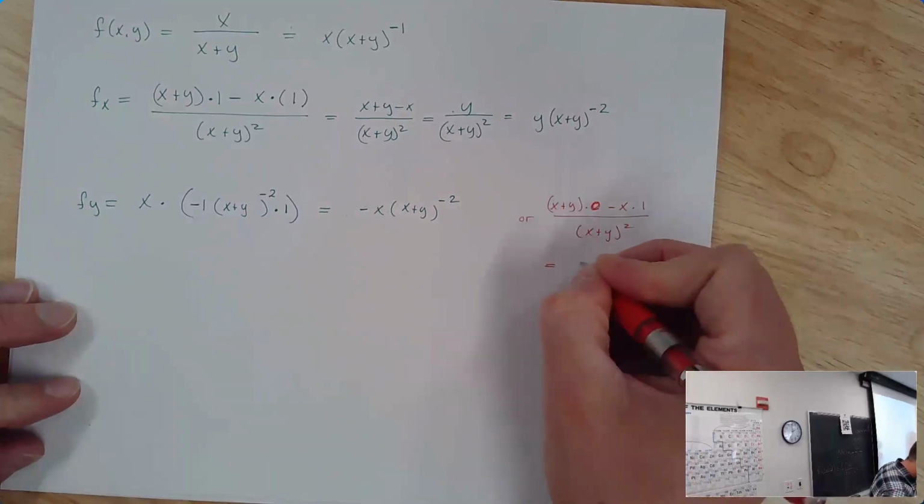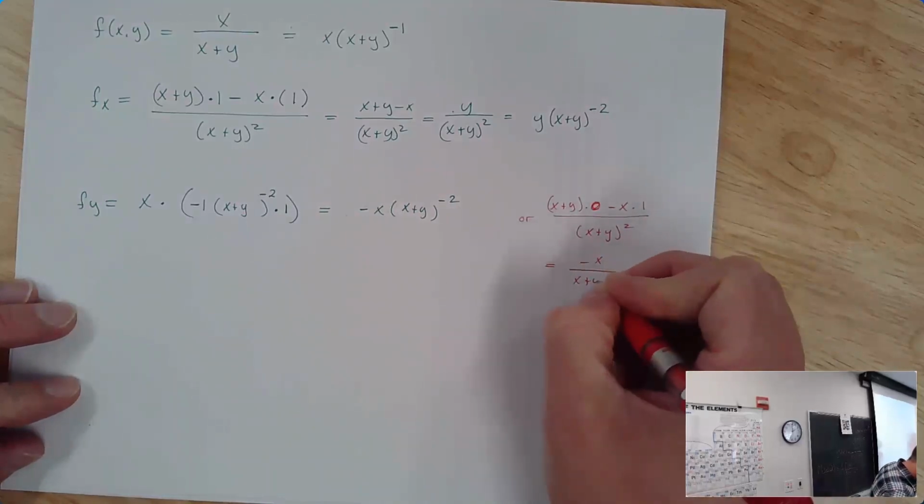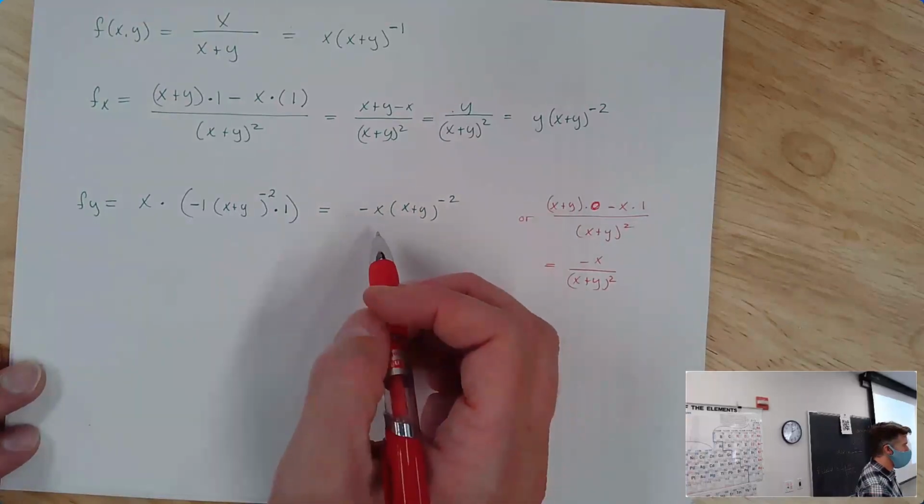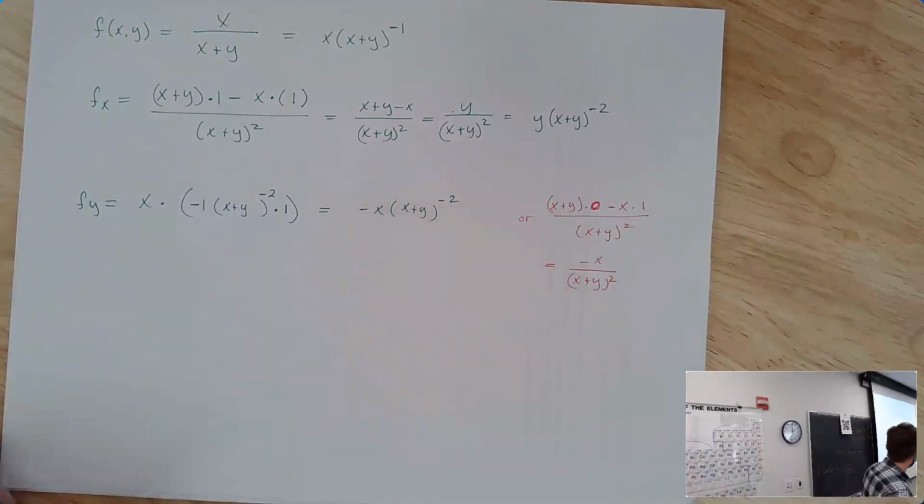This is equal to negative x over (x plus y) squared, which is the same as negative x times (x plus y) to the negative second. Yeah. Can you explain the chain rule one more time? Yes, the chain rule. In fact, we're going to talk more about that hopefully today.